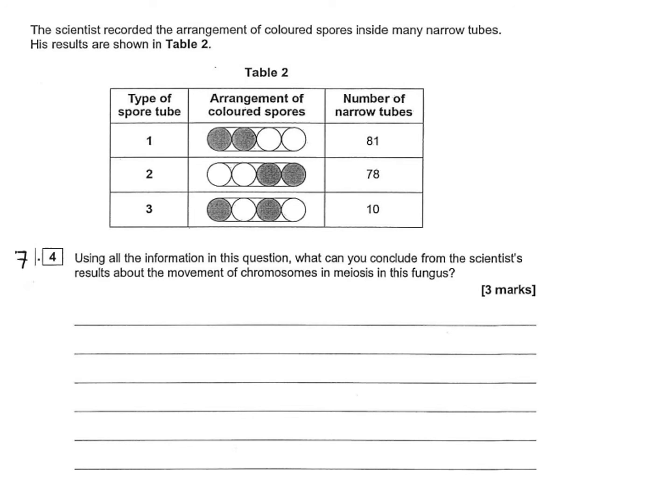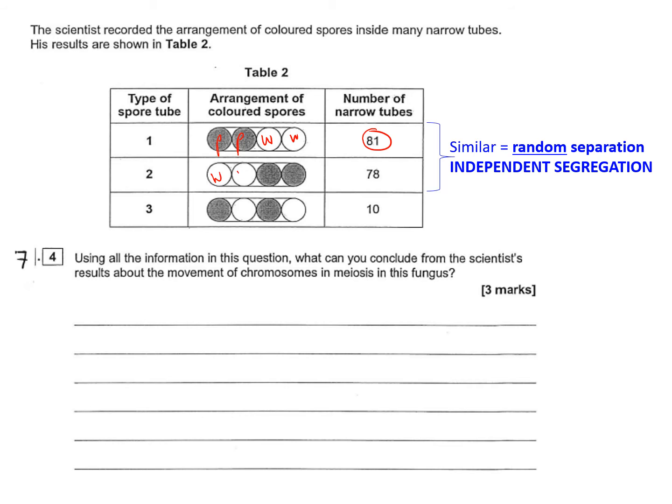Scientists then recorded the arrangement of coloured spores inside many narrow tubes. So we're going to use the data here and the headers. Now, hopefully you guys can see that the number of narrow tubes with the first arrangement, that's pink, pink, white, white, is 81. And if we look at the opposite arrangement of white, white, pink, pink, that is 78. So these two numbers are actually very similar.